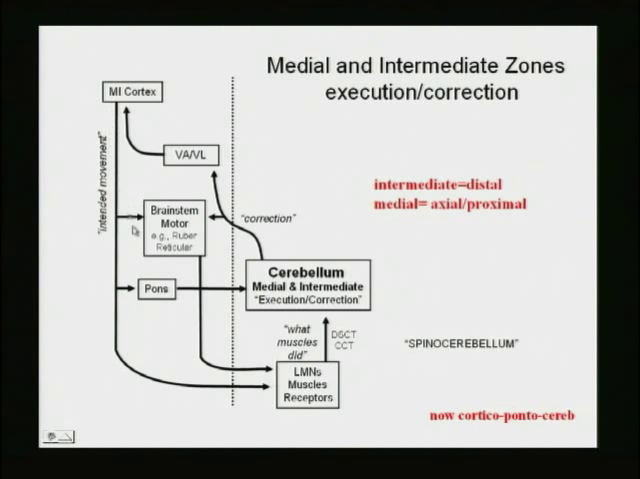So this same signal that goes down to start muscles moving is also going through the pons. This would be corticopontine. And then you're going to have pontocerebellars going through the middle cerebellar peduncle into these medial and intermediate zones of the cerebellum. Then we can make a correction. We're going to go out of the cerebellum.